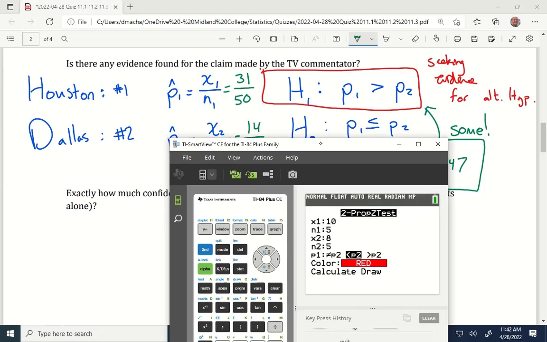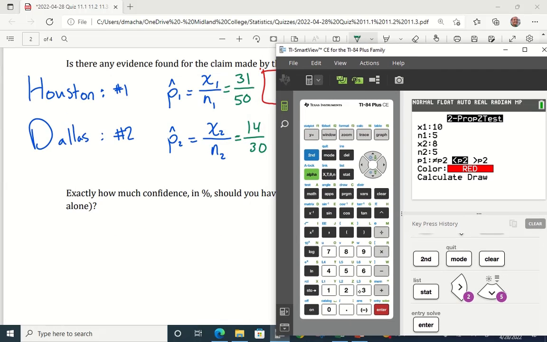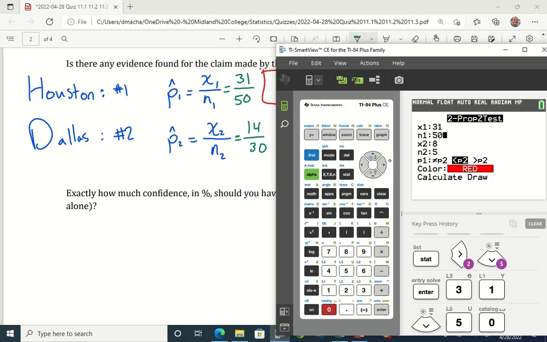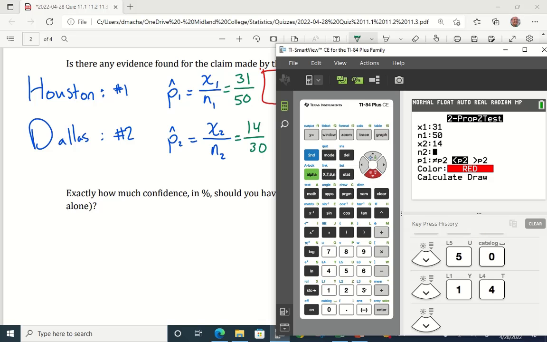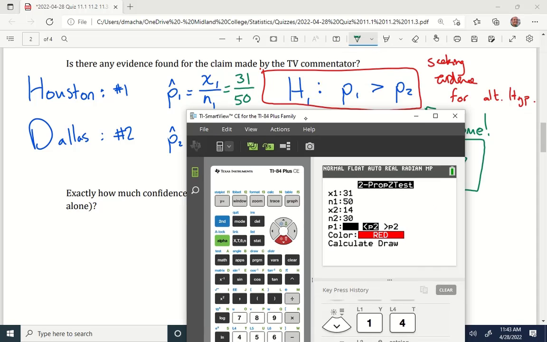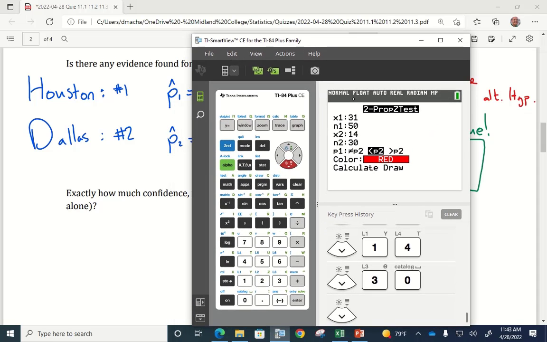Then x1 is going to be 31. n1 was 50. x2 is going to be 14. n2 is 30. My alternative hypothesis says P1 is greater than P2. So P1 greater than P2, it's that choice on the right.